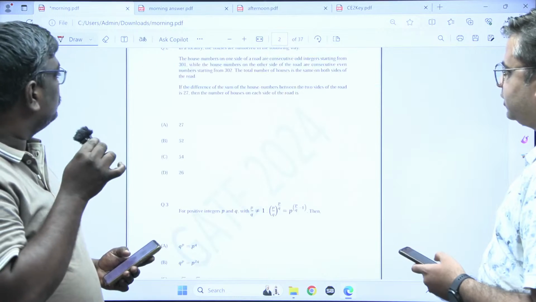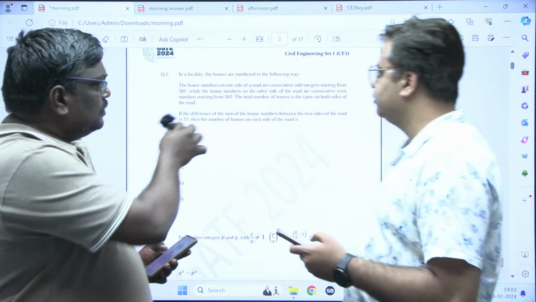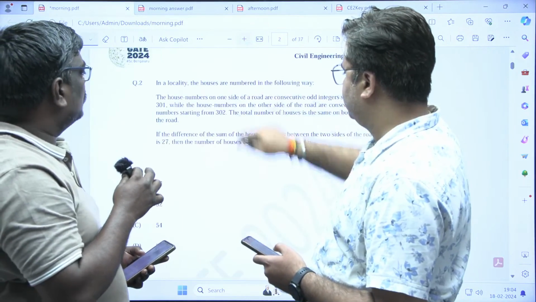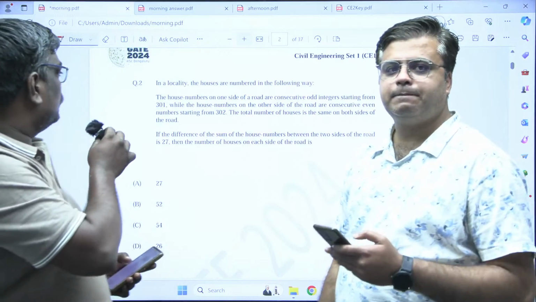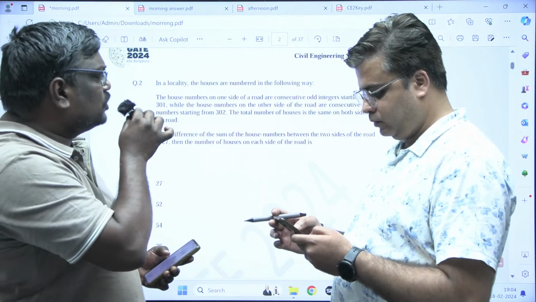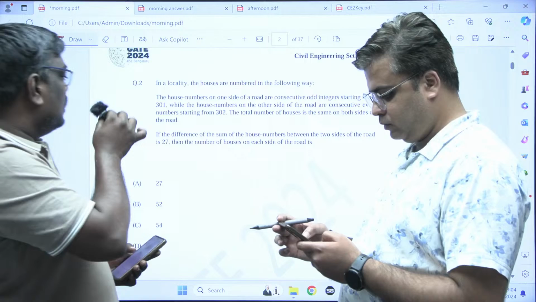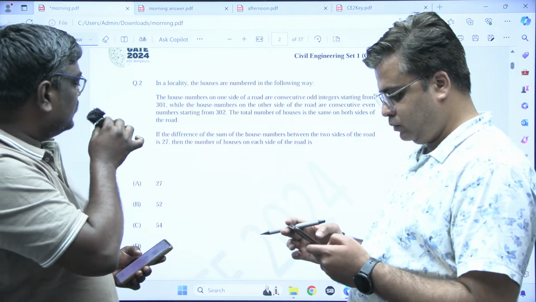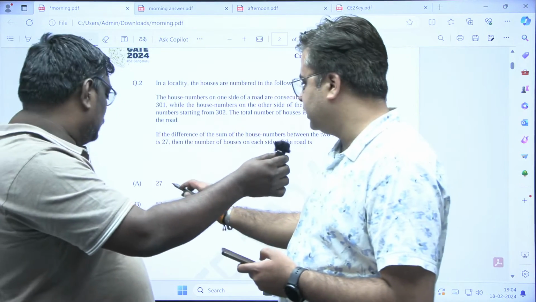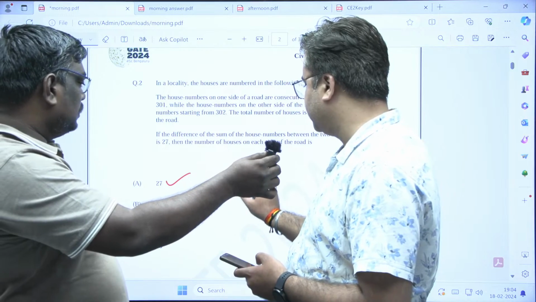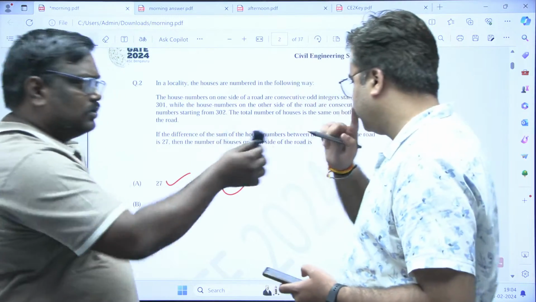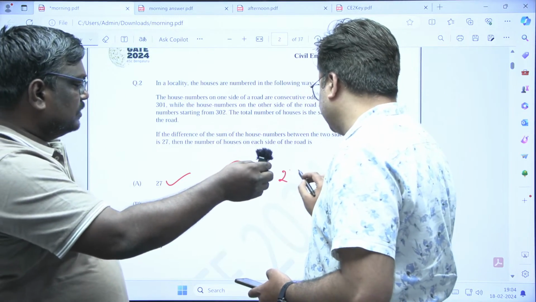Then coming to the next one. See, students, in this question, in a locality, the houses are numbered in the following way. The house numbers on one side of a road are consecutive odd integers starting from 301. If the difference of the sum of the house numbers between the two sides of the road is 27, then the number of houses on each side of the road is... So, what is the answer? For this question, option A, 27, is the correct answer.